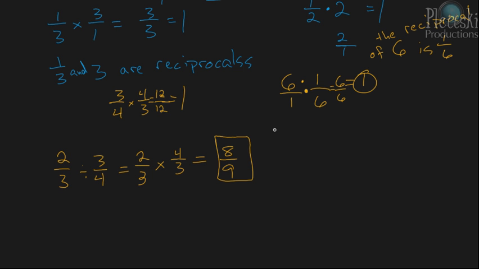Now one more example. Let's do 1/4 divided by 1/3. So it's going to become 1/4 times 3 over 1, which equals 3 over 4. So you take the reciprocal of the 1/3 and change it to multiplication, and you get 3/4.